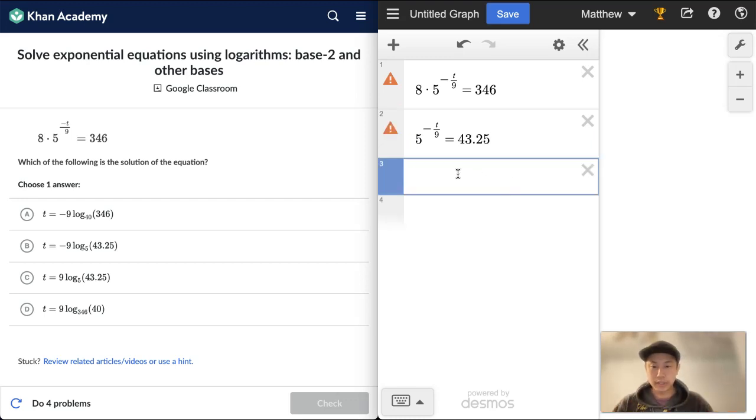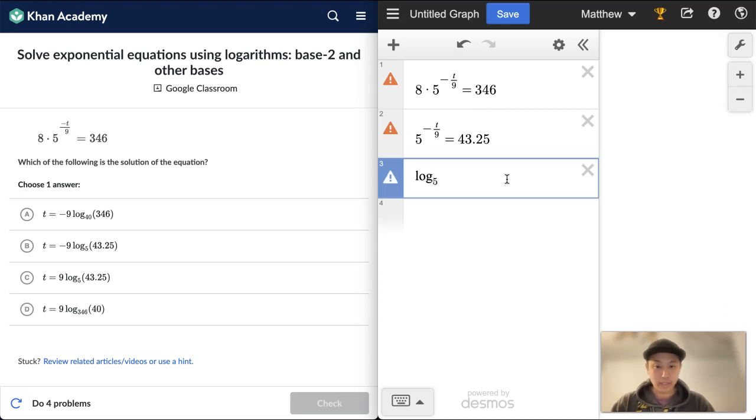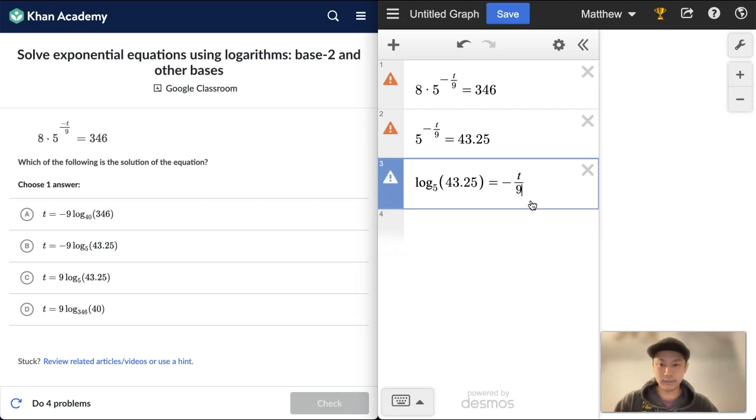All right, so same steps. I was able to get my exponential term by itself. Let's convert the exponential equation into a logarithmic equation. Exponential form, logarithmic form. So start with your log. Keep the same base. It's not a base 2 anymore, it's a base 5 now. Okay, so log base 5 of your 43.25 should equal your negative t over 9.